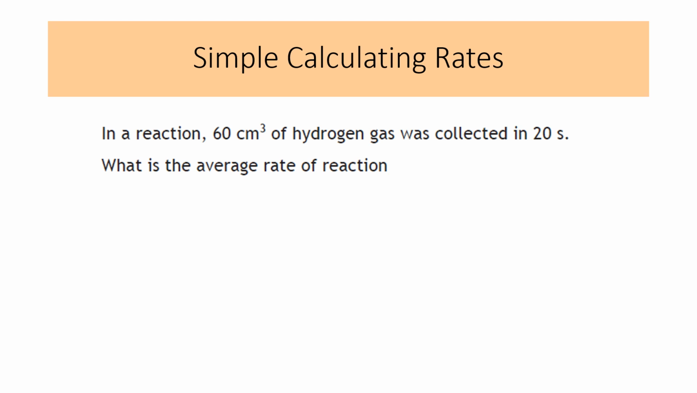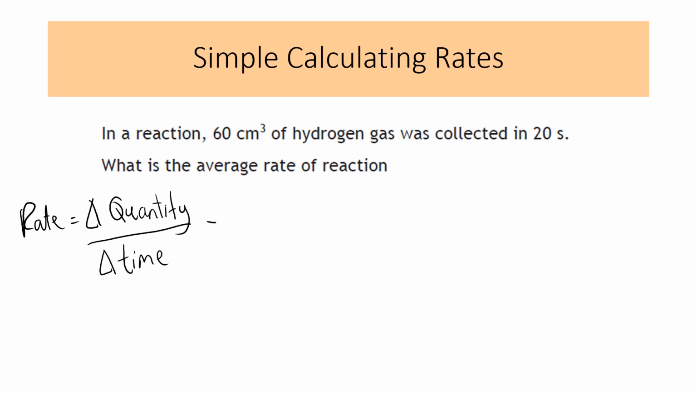So the simple calculating rates, you get given one quantity and one time. Now, whenever you're doing it, rate equals change in quantity divided by change in time. Now we don't have a change in time and we don't have a change in quantity. We just have one quantity and we have one time. We know the time because S is for seconds. So 20 is going on the bottom line. Our quantity is 60, so that's going on the top line. When we put that in our calculator, we get 3.